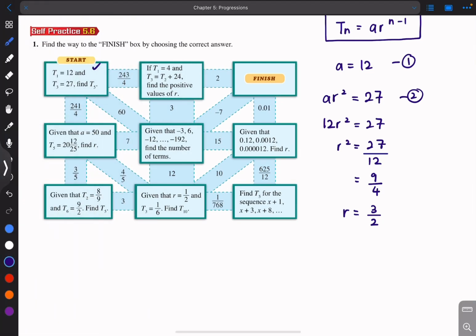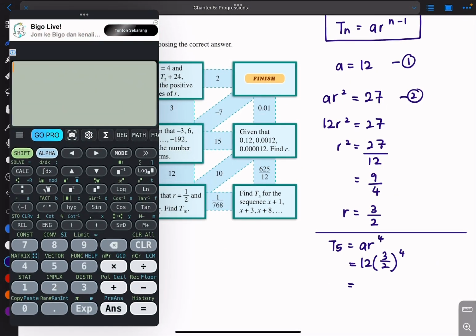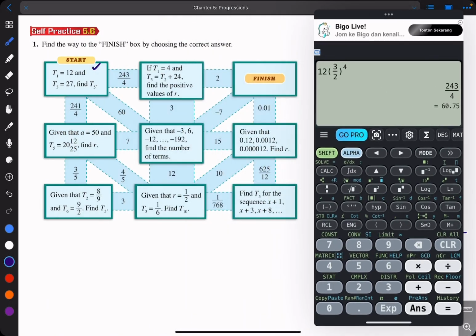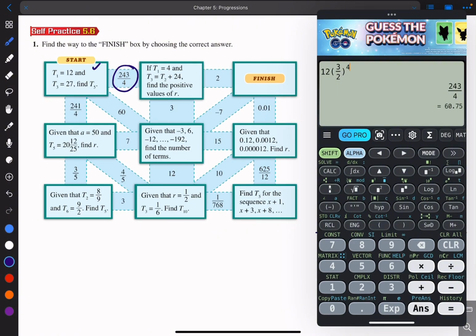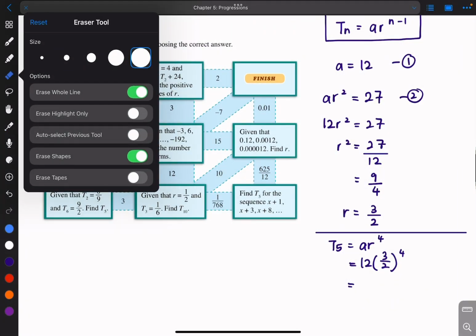Right. So now that we have a and r, we can find T5. T5 will be ar^(5-1), so ar^4. a is 12, r is 3 over 2, power 4. 12 times 3 over 2 to the power 4. We get 60.75 or 243 over 4. So here. Right. So we got our first box. Now we progress to the next one. Let's erase all these.